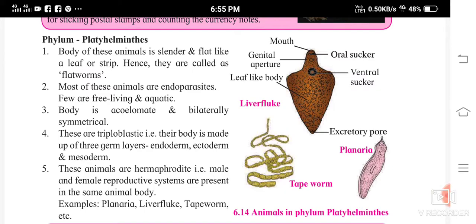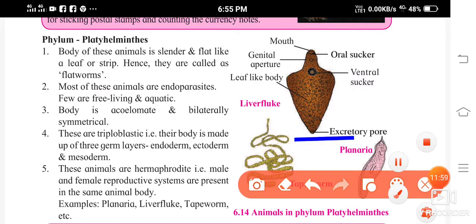Now see, phylum Platyhelminthes. The body of these animals is slender and flat like a leaf or strip. They are slender, means they are quite thin, and flat like a leaf or strip. It's very flat. It looks like a leaf or a strip. Hence, they are called flatworms. That is why they are called flatworms. You can see the leaf-like body.